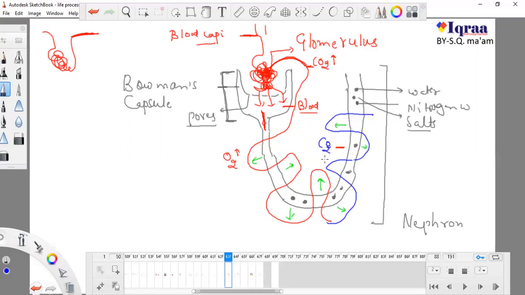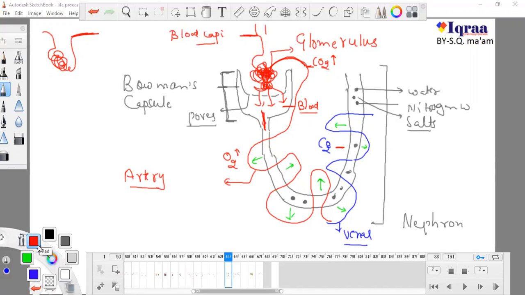Now this capillary is known as artery, because we know that arteries are red in color. And this is known as vein. Since this is a system of excretion, we are using the term renal. So this is known as renal artery and this is known as renal vein.